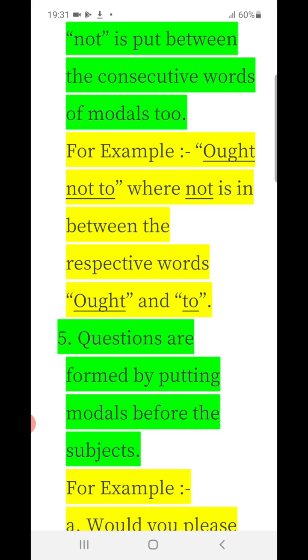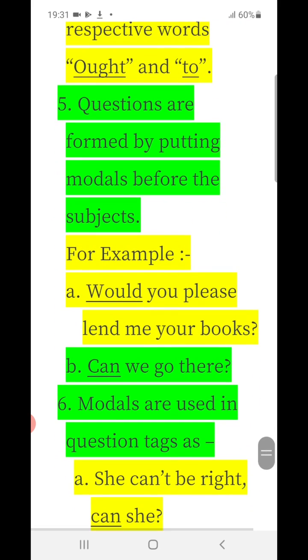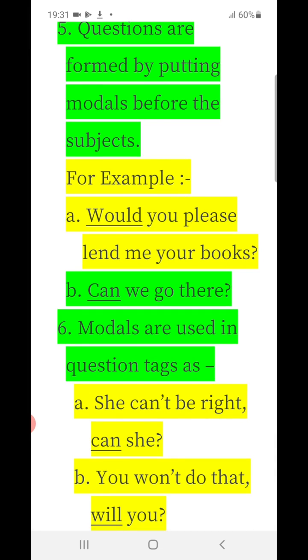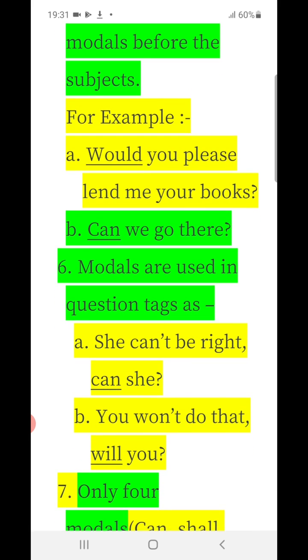Next, number 5, questions are formed by putting modals before the subjects. For example, would you please lend me your books? Where would is the modal. Next, number B, can we go there? Where can is the modal verb.